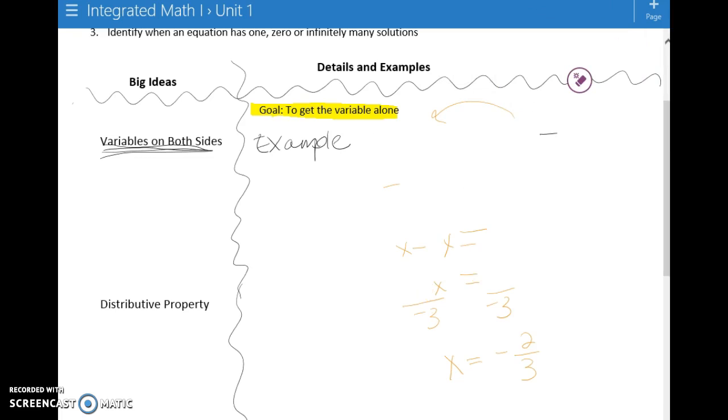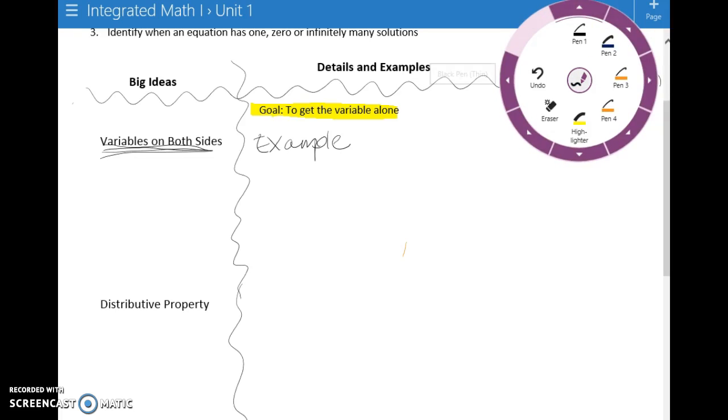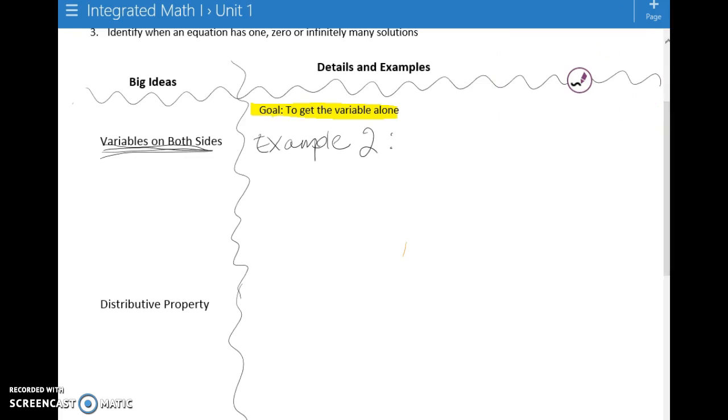All right, here comes your second example. And I'll only do 2. We'll do more in class. So example 2: 7x plus 3 equals 4x minus 9. Sorry, this pen is going out on me, but here we go.